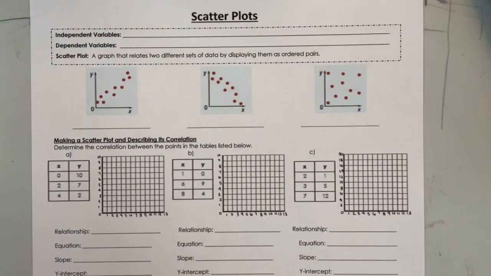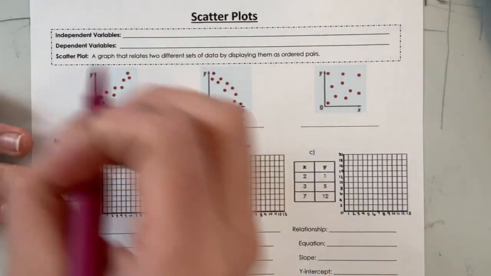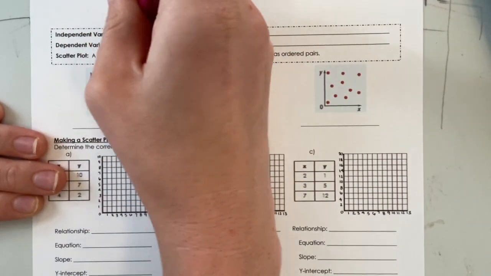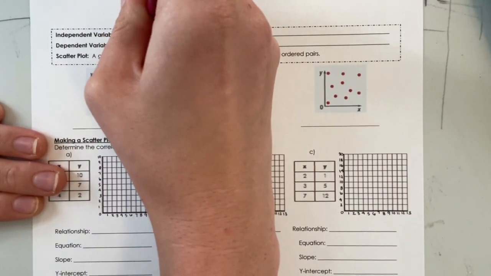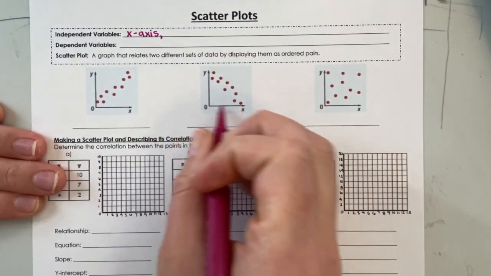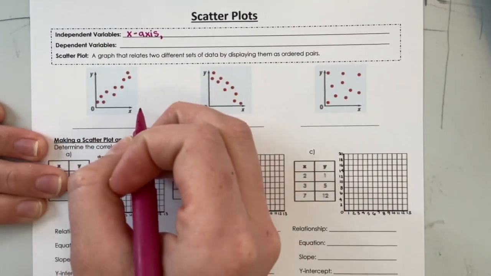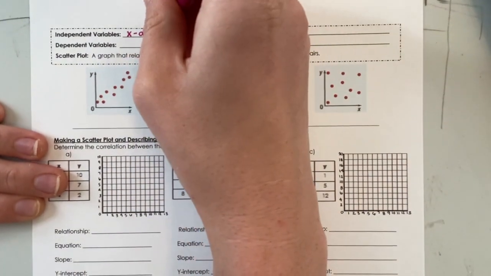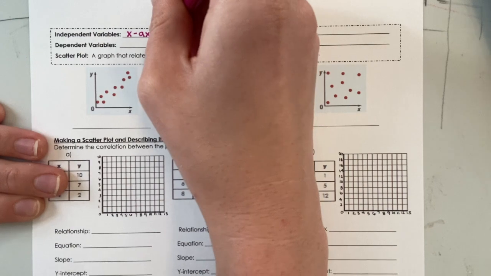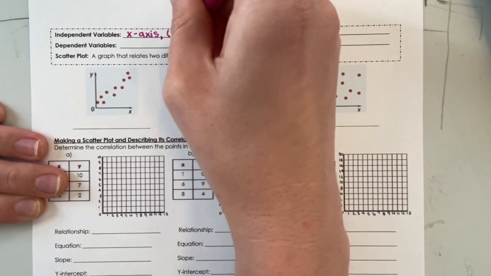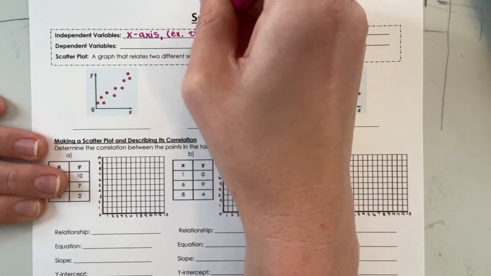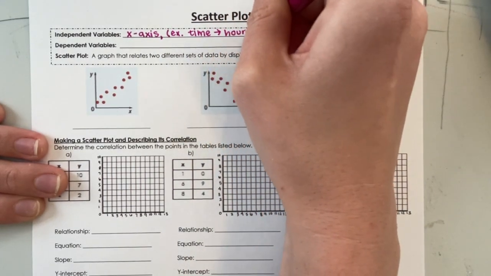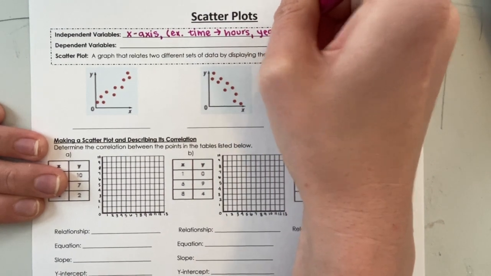This first vocabulary term is the independent variable. This is our x-axis. It's what's represented on this horizontal x-axis. A lot of times, it's actually just time. So I'm going to say an example is time. So hours, years, things of that nature.